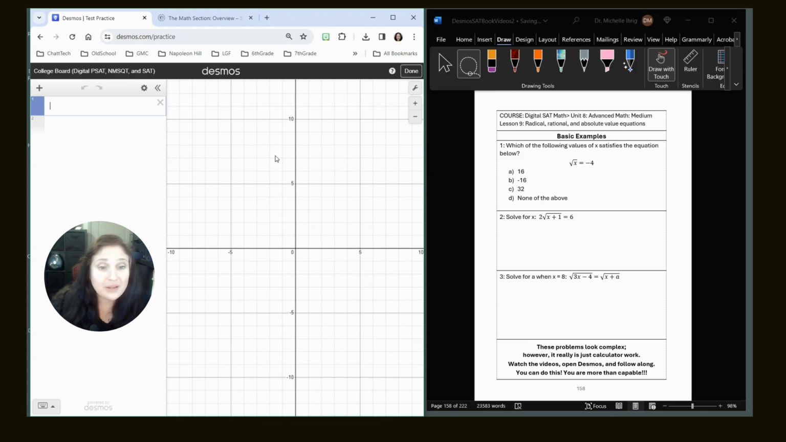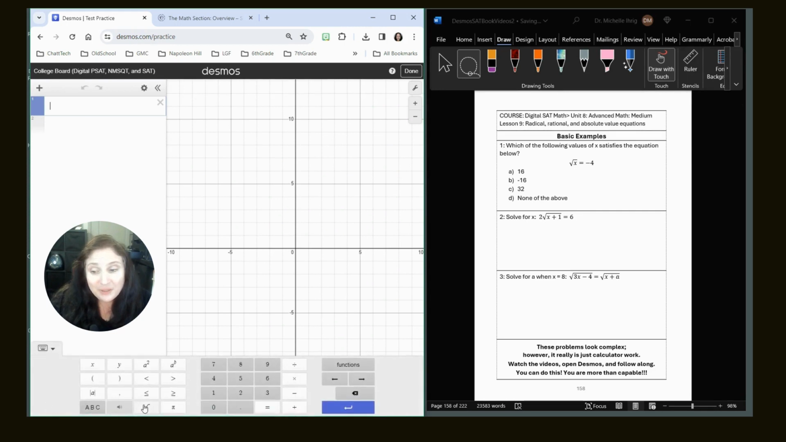Okay, let's look at number 1. Which of the following values of x satisfies the equation below? Guess what we're going to do? We're going to type in the equation. I've got the square root button down there. X, use the arrow key to get out of the square root, equals -4.